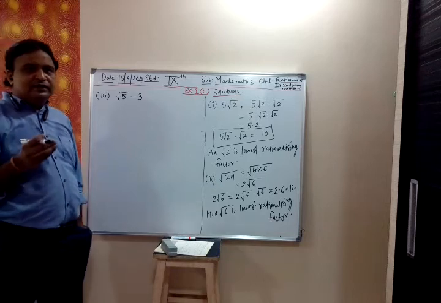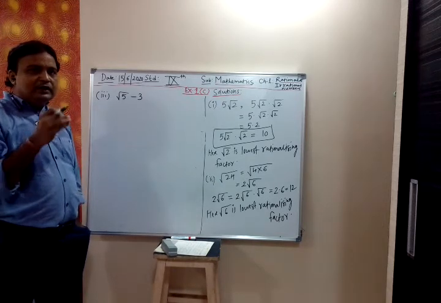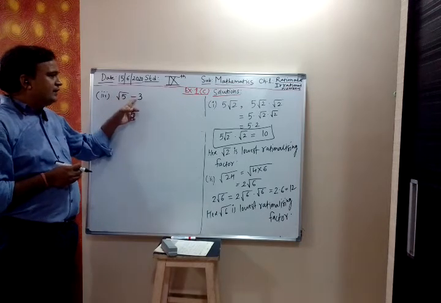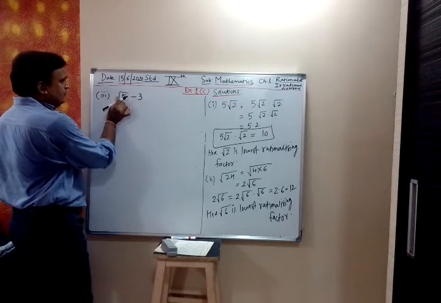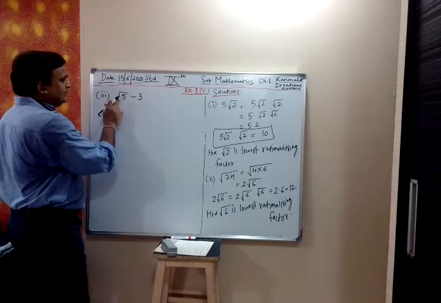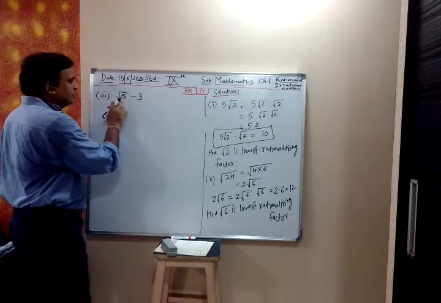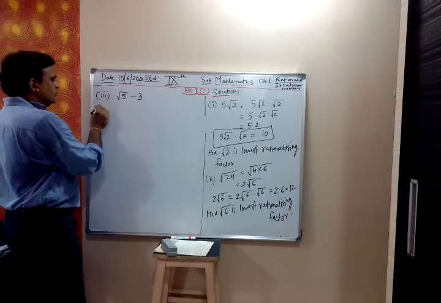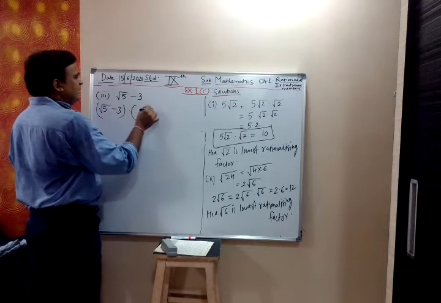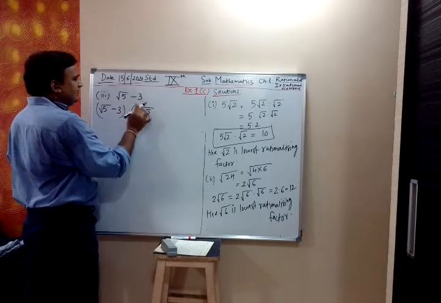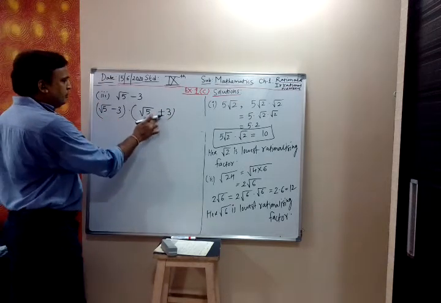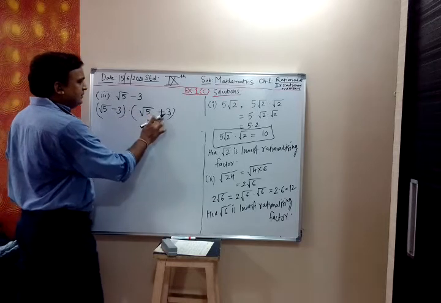therefore to rationalize this, we multiply by the same number with opposite in sign. So the number is root 5 minus 3. What is the number opposite in sign? Same number with opposite in sign. That will be root 5 plus 3. So root 5 minus 3, this is the given number. I will multiply this by root 5 plus 3. Same number, but opposite in sign. It is minus, we multiply by plus.